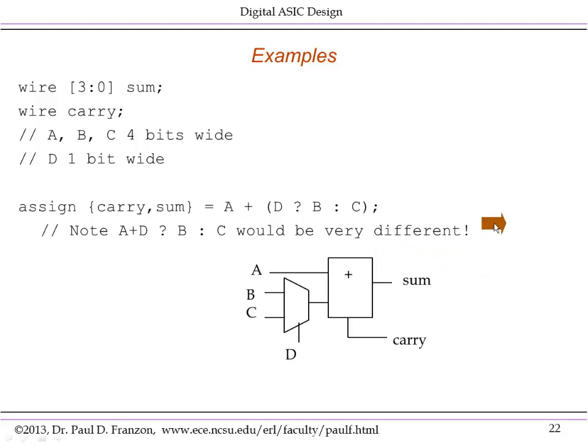I want to note that if I didn't have the parentheses here, the result would be very different because of the precedence rules. You might recall the item with the lowest precedence is the question mark colon operator. Thus, what this would be building, or at least attempt to build, would be a multiplexer with A plus D going to the select line. This would actually be a syntax error since the selector here has to be 1 bit and A plus D is multiple bits. So it would be very different, and in fact a syntax error, if we left out the parentheses.